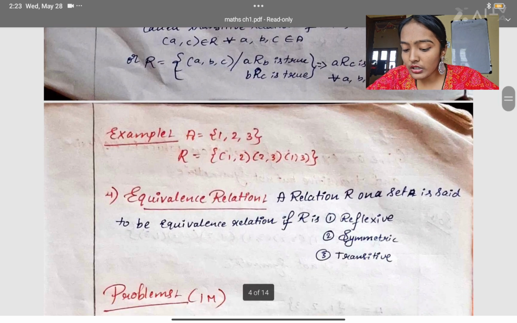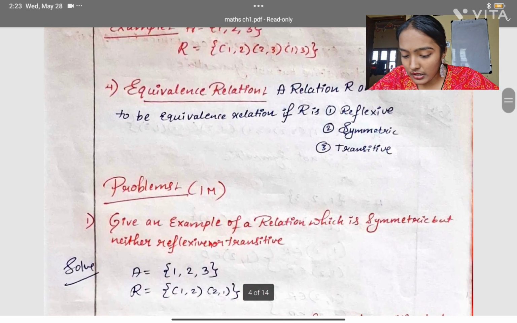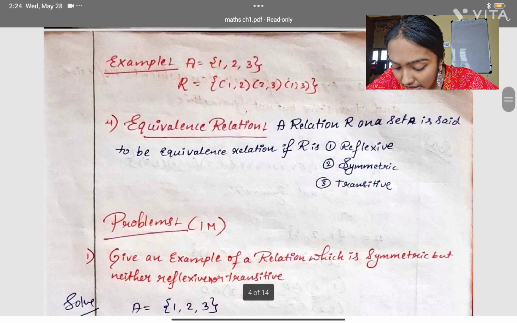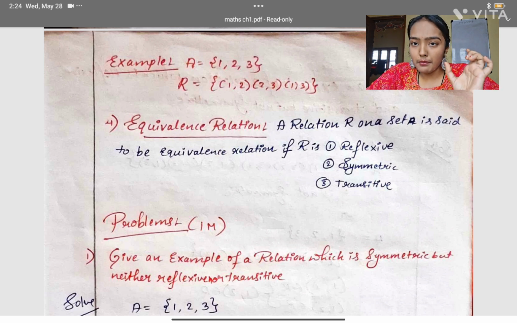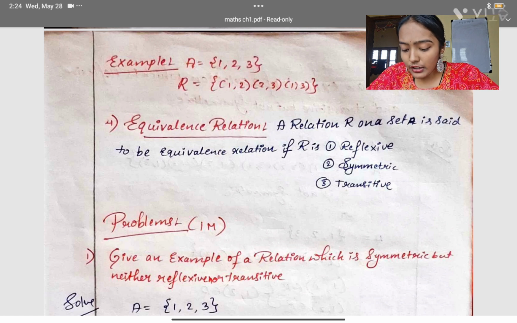An equivalence relation is a relation which satisfies all three properties. Give an example of a relation which is symmetric but neither reflexive nor transitive. Simply, a symmetric relation is one where if we consider (1, 2), there should definitely be (2, 1). If we are talking about (1, 3), there should definitely be (3, 1), and if we consider (2, 3), there should definitely be (3, 2).